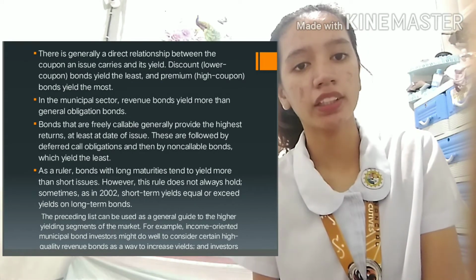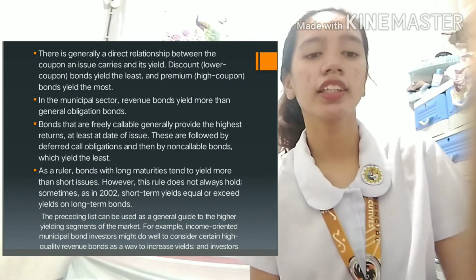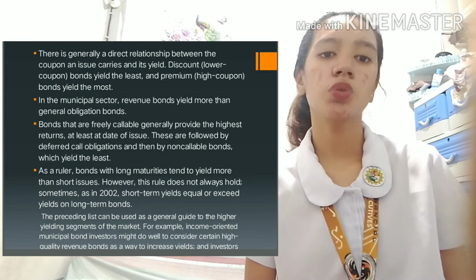These are followed by deferred call obligation and then by the non-callable bonds, which yields the least. Bilang isang investor, kailangan mo mag-pay attention to interest rates and yield spread and try to stay not only sa kasalukuyang state ng market but also in the future direction in the market rates.